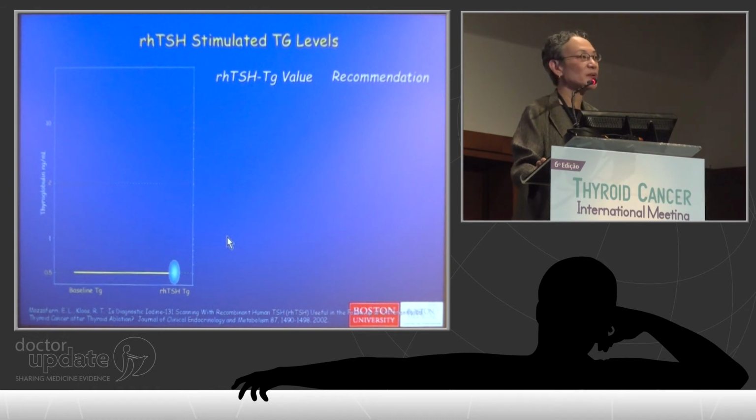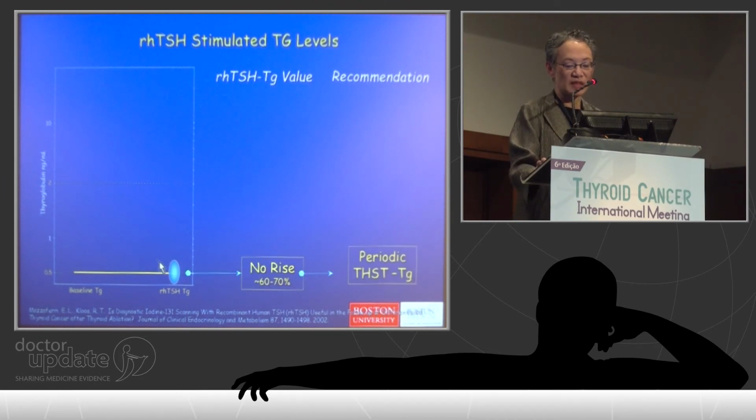So again, if you have a patient with a low baseline TG, and you stimulate it and it's still low, then you just need to consider doing a periodic thyroid hormone suppressed TG. You don't need to re-stimulate that patient.